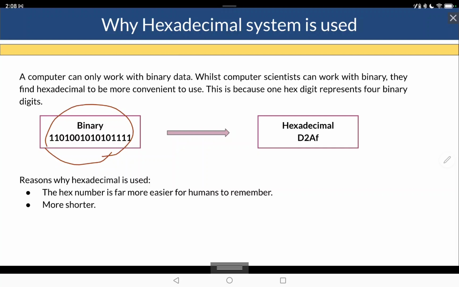But then we have hexadecimal. One hexadecimal digit stands for 4 binary digits, which makes it shorter and easier to read for humans. So instead of writing all of this binary number, we can just use these 4 digits to write the binary numbers. So although computer scientists understand binary, they find it easier and more convenient to use hexadecimal because it is easier to remember and it is shorter.